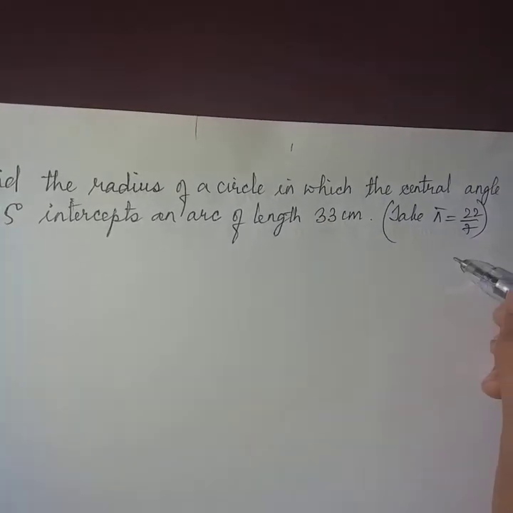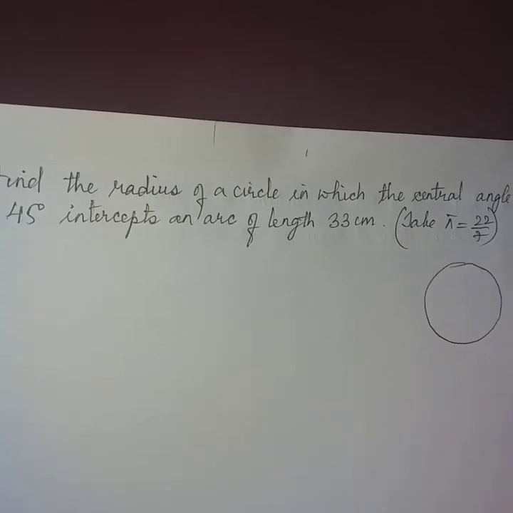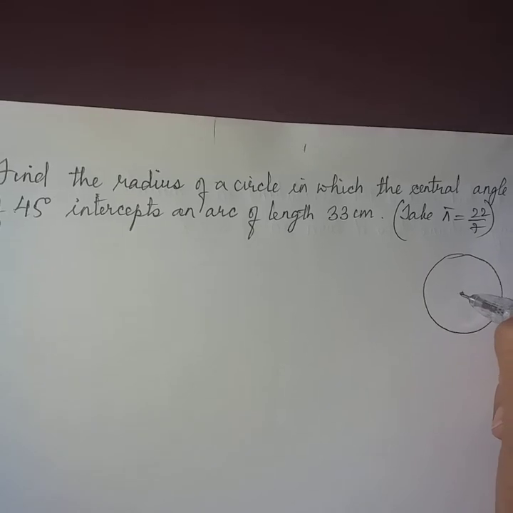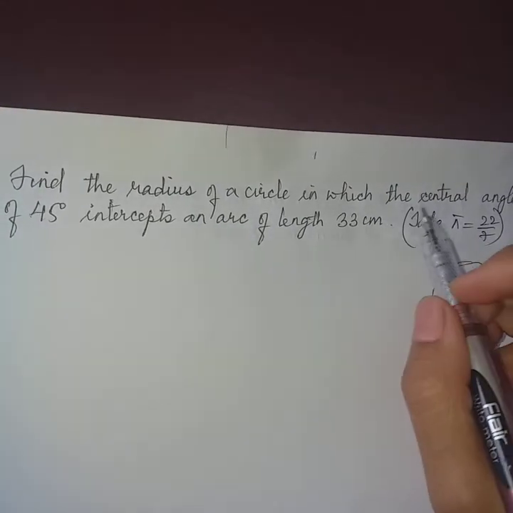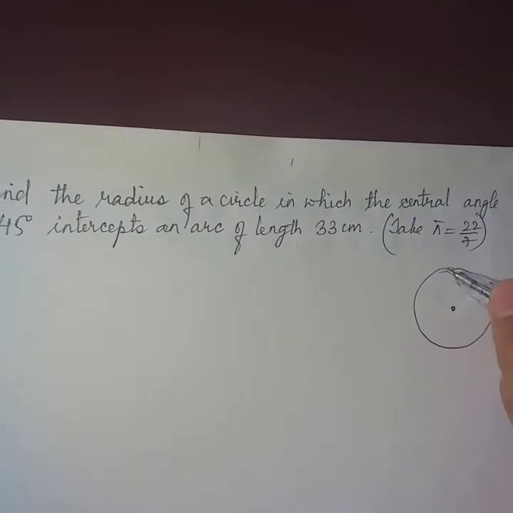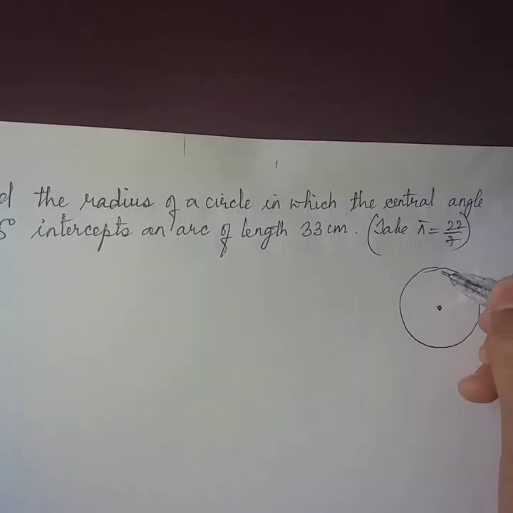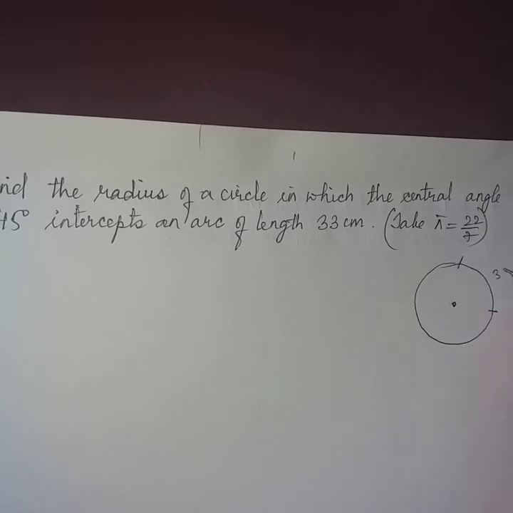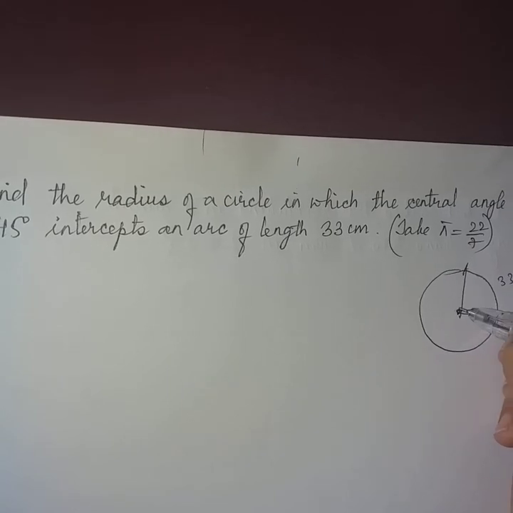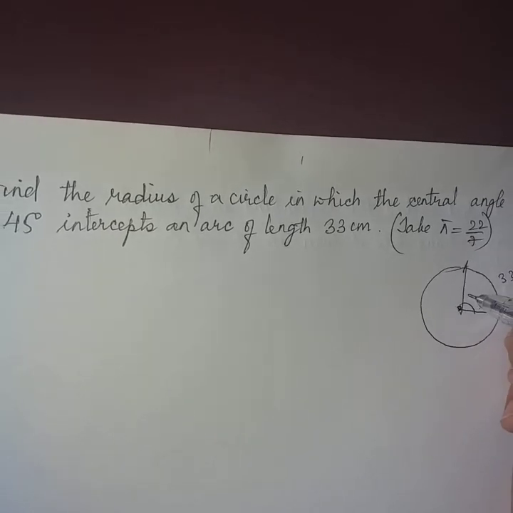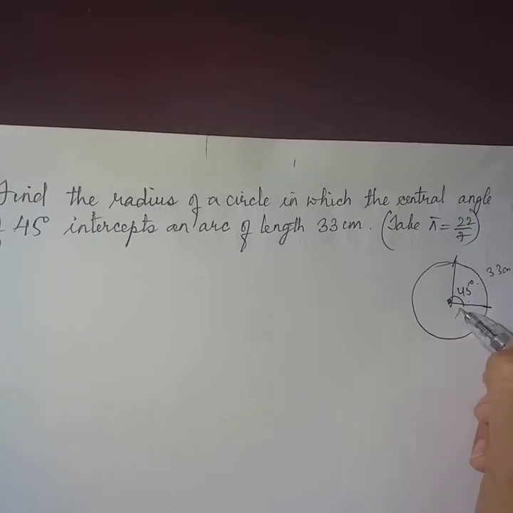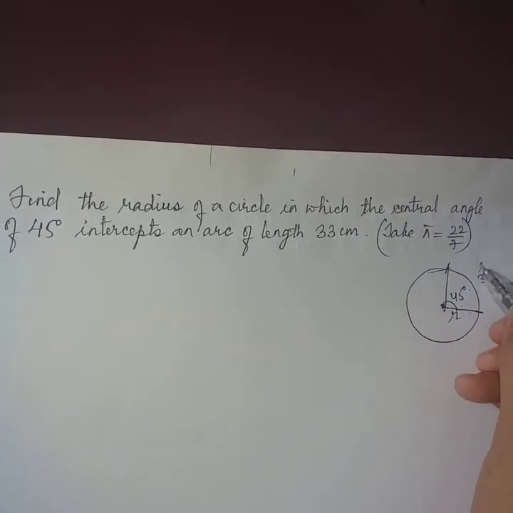So if we have a circle here, what do we have to find? We have to find the radius in which the central angle of 45 degree intercepts an arc of length 33 centimeter. Arc length is 33 centimeter and it intercepts an angle of 45 degree at the center. So here we have to find the radius. Arc length L is 33.